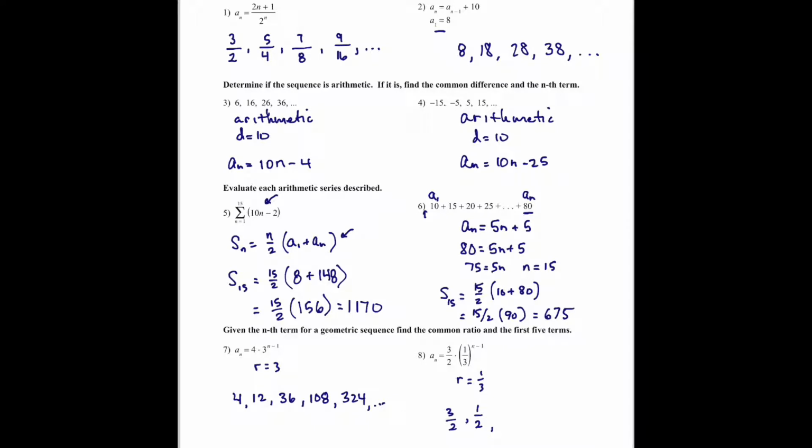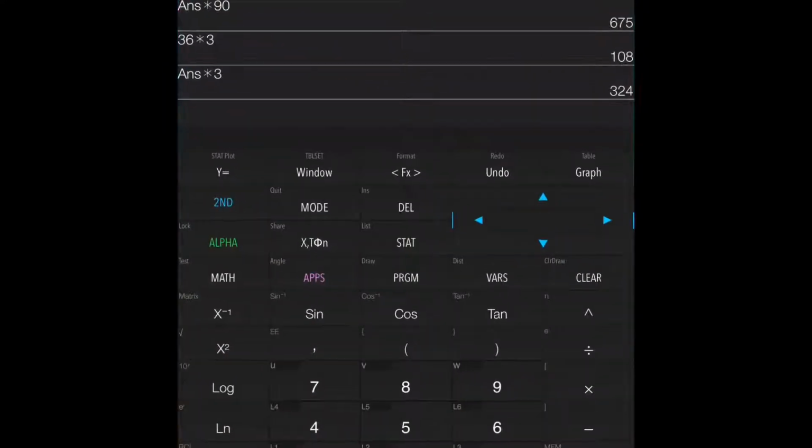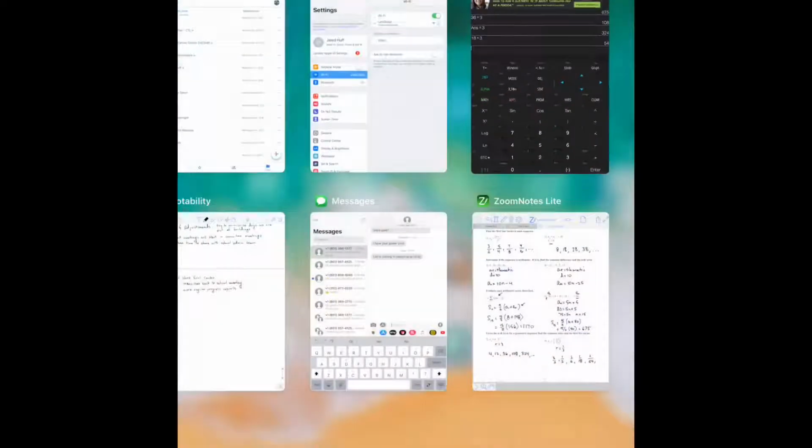If we multiply that by 1/3, we get 1/6. If we multiply that by 1/3, we get 1/18. And if we multiply that by 1/3, let's see, 18 times 3, that's 54, so 1 over 54. Better verify that.